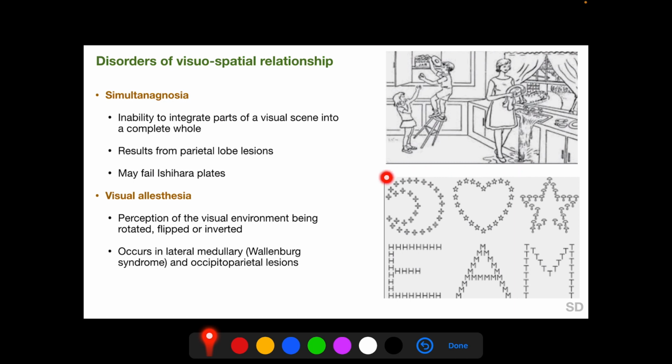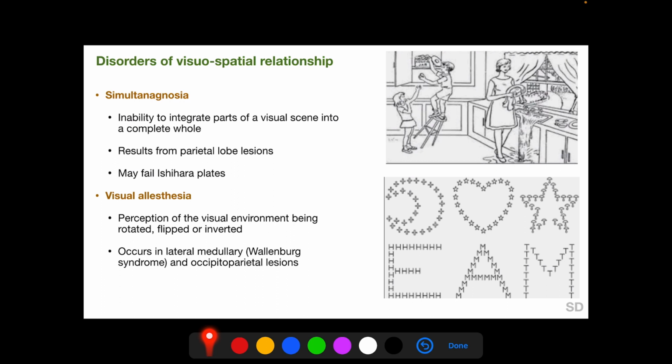And in this situation, the patient may identify the individual letters but may not interpret the big letter constituted by the smaller individual letters. And simultanagnosia occurs with parietal lobe lesions, and these patients may also fail Ishihara plates despite normal color vision, because the Ishihara plates consist of numerous dots and the patient needs to integrate those dots visually so that he can identify the number in the plate.